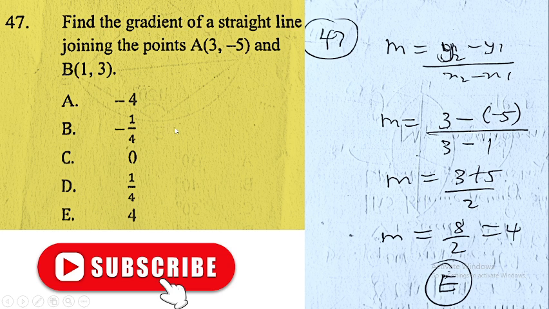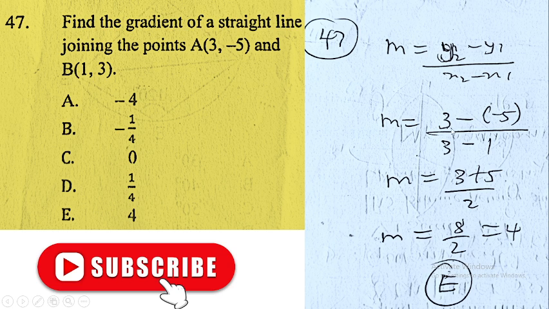Question number 47 now is on straight line geometry, or coordinate geometry. Find the gradient of a straight line joining point A and point B, given the coordinates of point A and point B. So we are looking for the gradient of a straight line given the two points that the line passes through. We can use the gradient to be y2 minus y1 over x2 minus x1, where our y2 is 3, our y1 is minus 5, our x2 is 1, our x1 is 3.